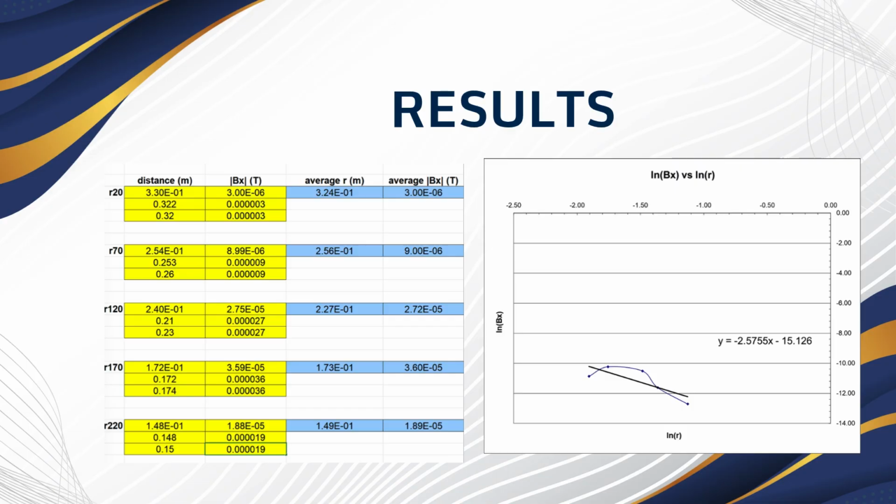These are the distances averaged for R20, and then as you can see, the R's get bigger, and then the distances would get slightly smaller. And for the table on the right, that's a graph of what our data would look like with ln Bx and ln r. And the y was negative 2.57x minus 15.13. And that was like the slope of the line.